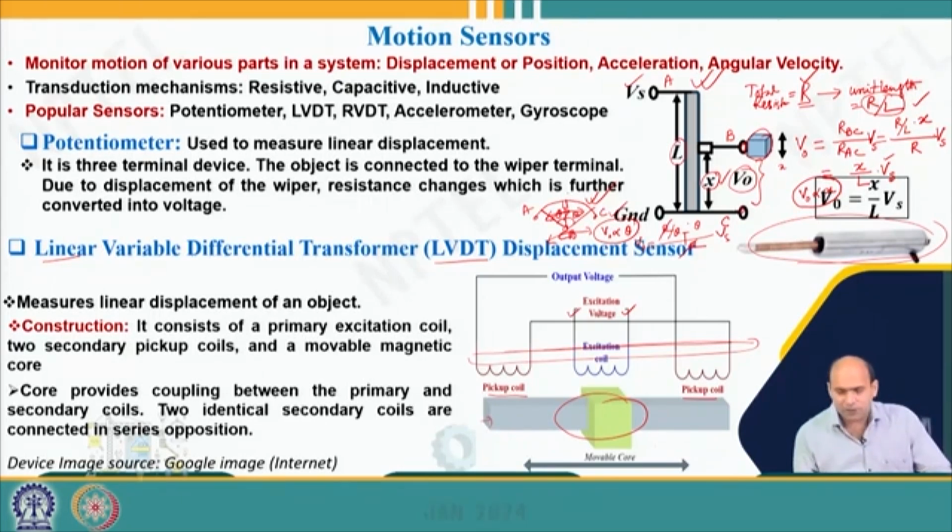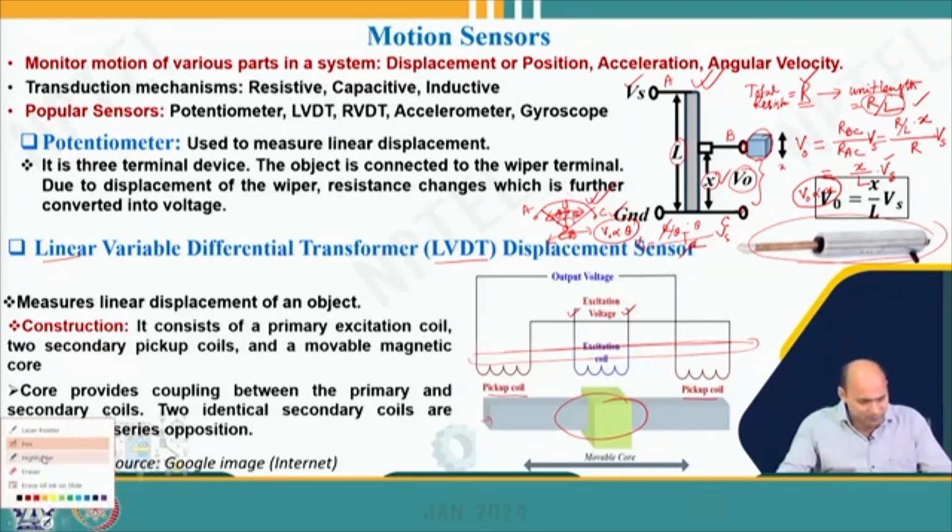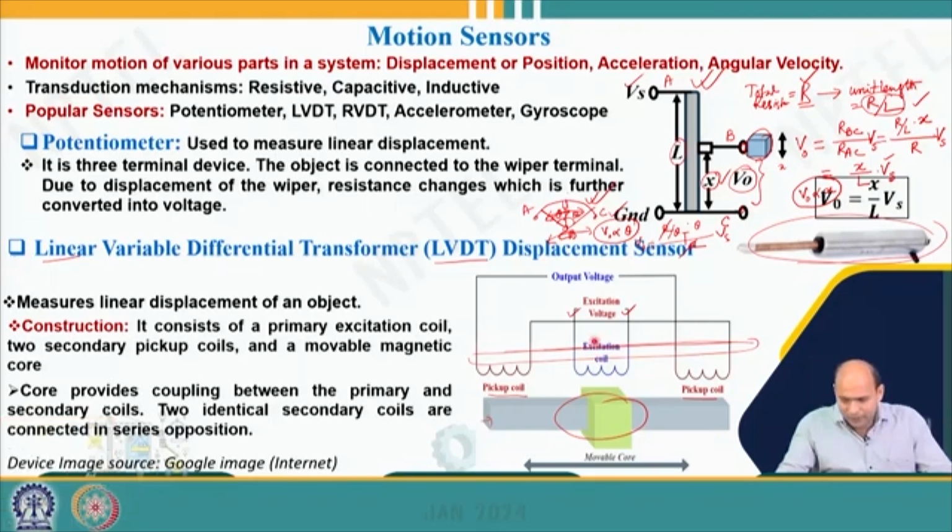Okay, because in the transformer principle we know in the primary coil we apply the excitation voltage, and then across the two secondary coils we take the measurement, is not it? So here we apply the input voltage, and across these two secondary coils, depending on the core position, the flux cutting or the corresponding induced voltage will change in these two secondary coils, and then we will take the output voltage from the secondary coils.